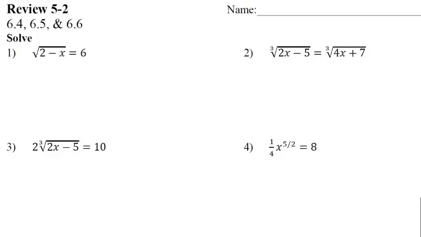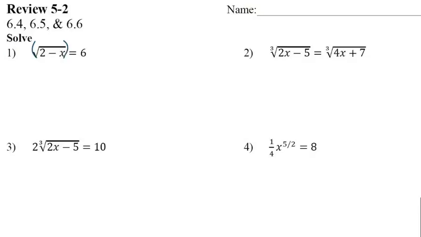Okay, this is review 5-2. It is for chapters 6-4, 6.5, and 6.6. This is all about solving radicals and different things with radicals and how to deal with fractional exponents and things along those lines. So the way you get rid of a radical is by squaring it, and vice versa. The way you get rid of a square is by bringing it to a radical.